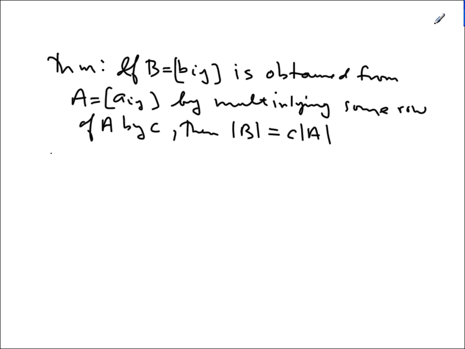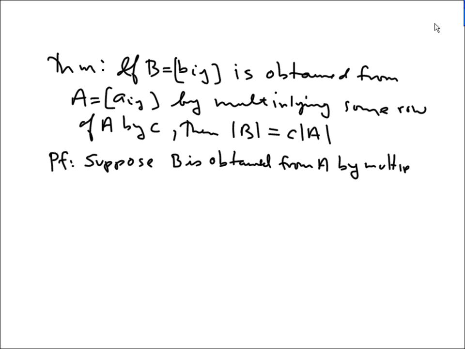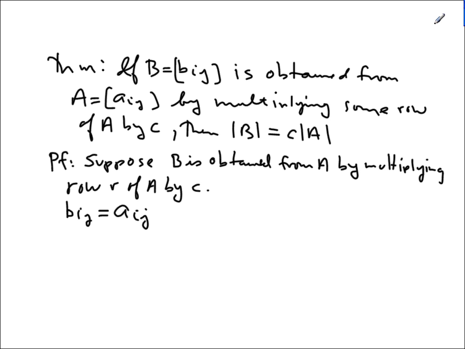Okay. So, proof. Now you declare or state what precise thing you're doing to get B from A. Suppose B is obtained from A by multiplying row R of A by the number C. So, as long as you stay away from row R, Bij and Aij are equal. But what if you are on row R?